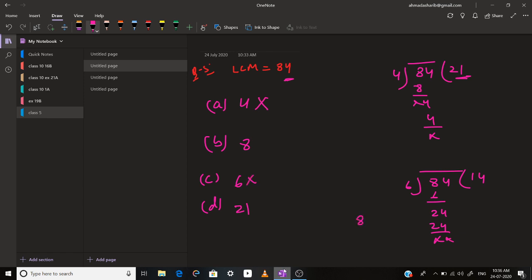Now if you divide 84 by 21, so 21 fours are 84. 84 is also completely divided by 21. So 21 can also be the HCF. Now if you divide 84 by 8, so 8 ones are 8 and 4 is the remainder. Hence we can say that 8 cannot be the HCF.